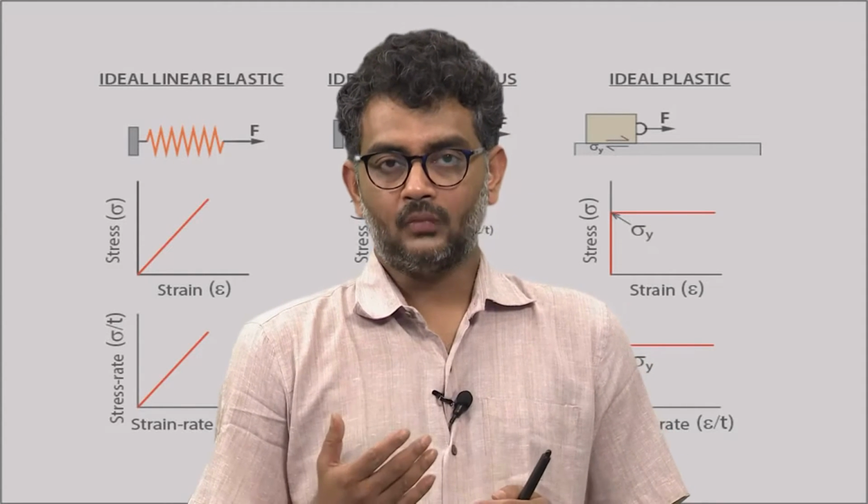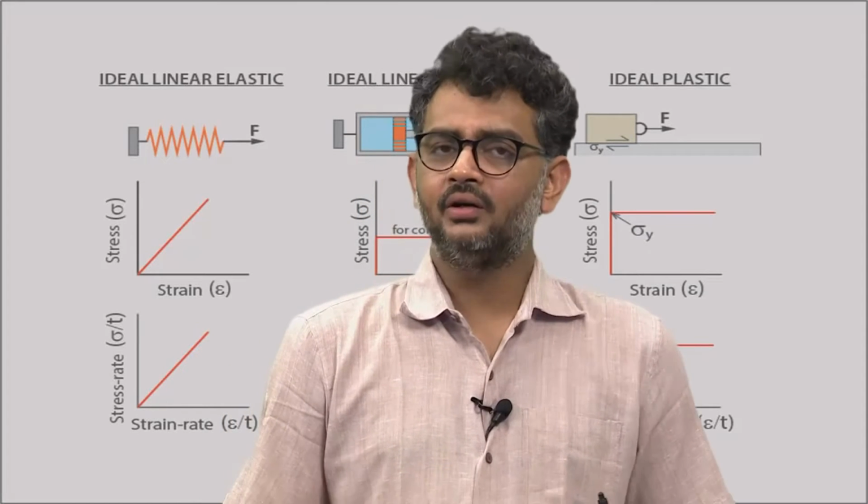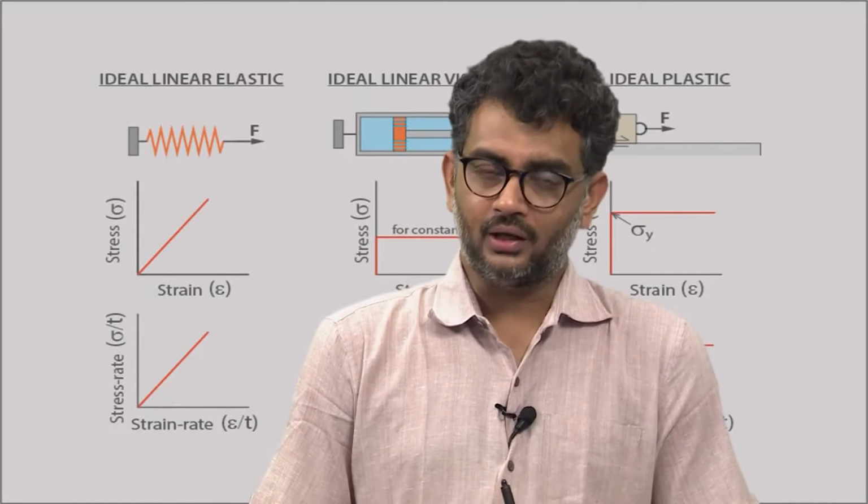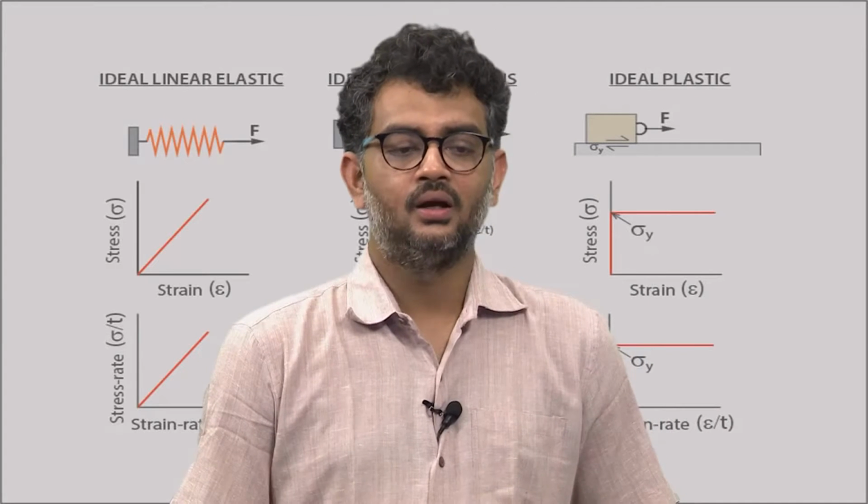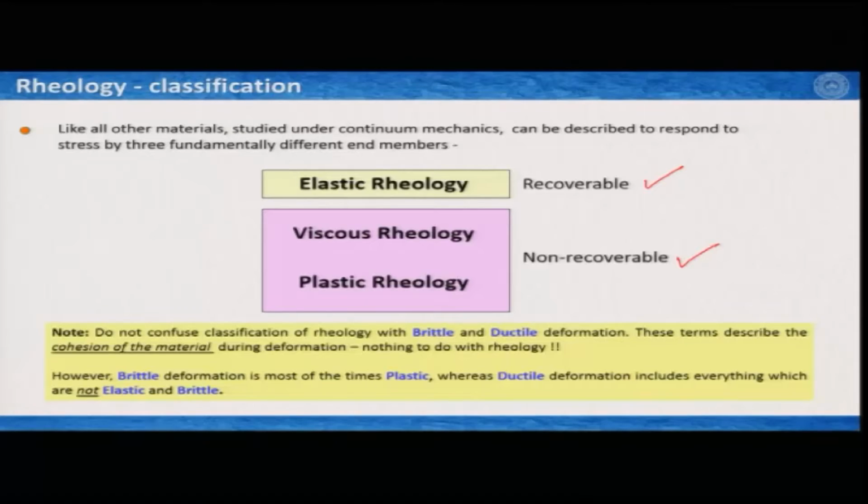Now, you can say very generally, but it is not strictly true for all cases, that brittle deformation is most of the time plastic, and ductile deformation mostly includes everything which is not elastic and not brittle. But remember, brittle and ductile, these two terms have nothing to do with elastic, viscous and plastic rheology.